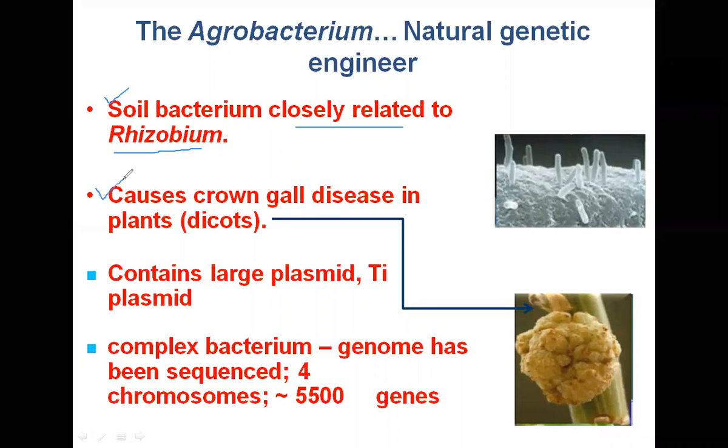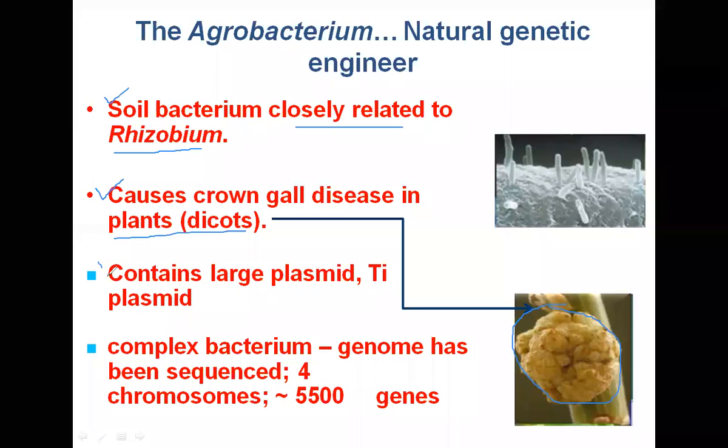And it causes crown gall disease in plants, particularly in dicots. You have primarily two major categories of plants: dicotyledonous plants and monocots, or monocotyledonous plants. So this Agrobacterium causes crown gall disease in dicots. And what is this crown gall? It is shown over here. This is crown gall. It's a tumor-like outgrowth, primarily on the stems of these dicotyledonous plants. So this disease, this gall formation, this tumor formation is a result of Agrobacterium infection.